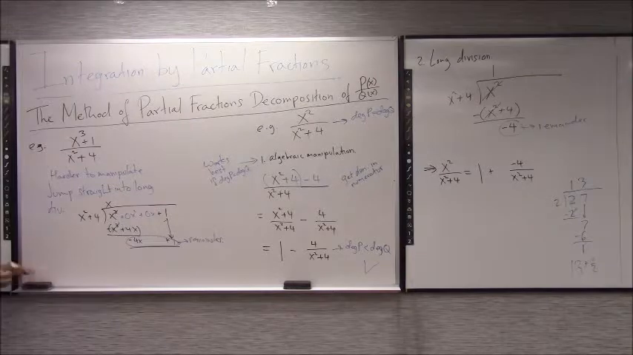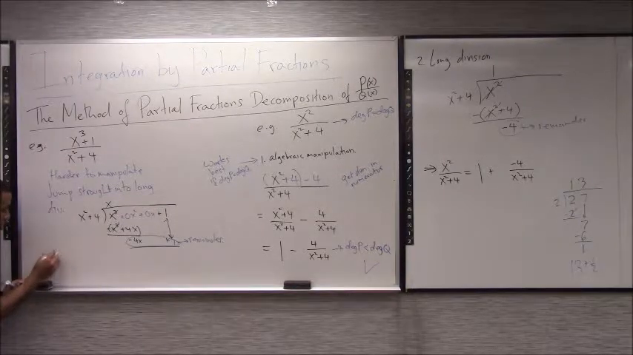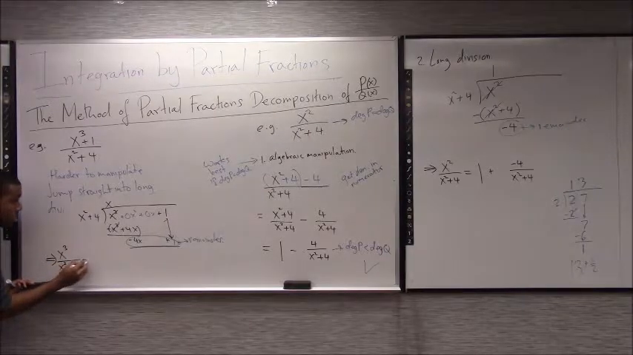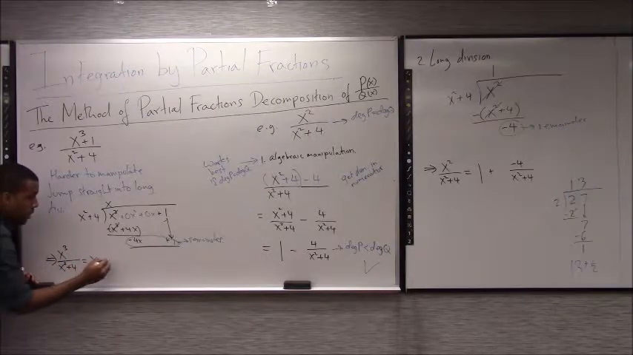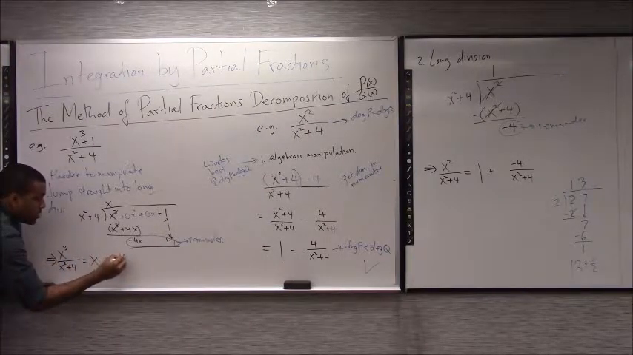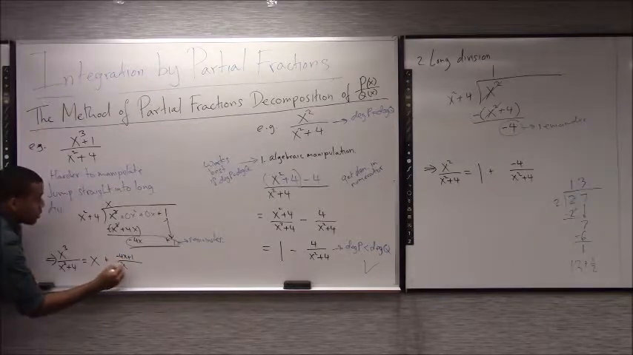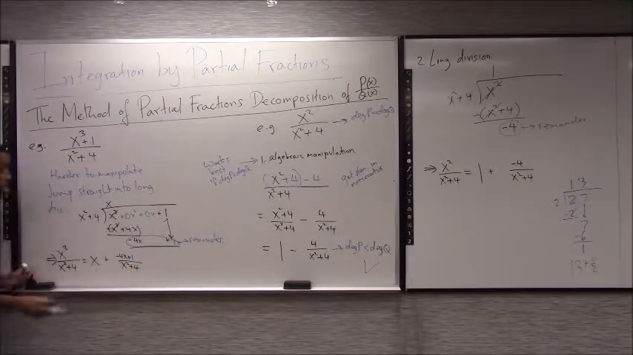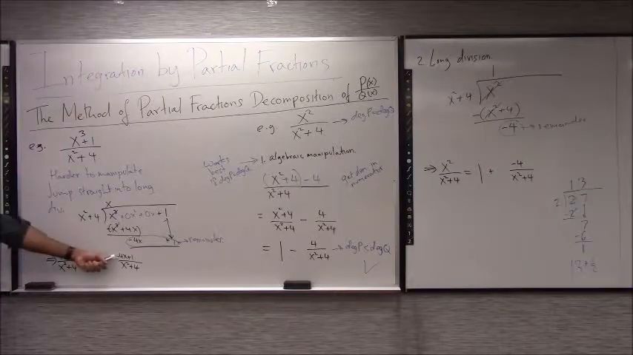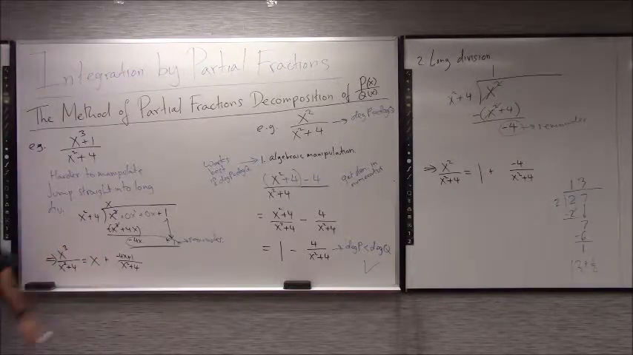And so this would mean x cubed over x squared plus 4 is actually equal to x plus minus 4x plus 1 over x squared plus 4. Right? And now in this situation, the degree of the numerator is smaller than the degree of the denominator.